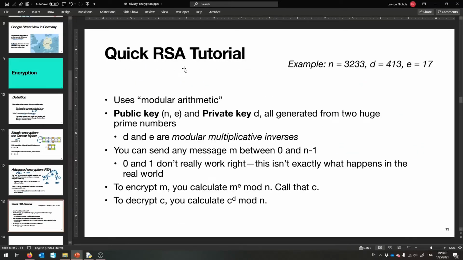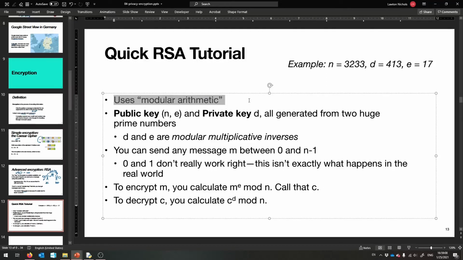Okay, so let me show you very quickly how to do RSA. I don't expect you to understand it. I'm not going to ask you on a test to do this encryption, but I just want to show you how it works because it's really cool to think about.